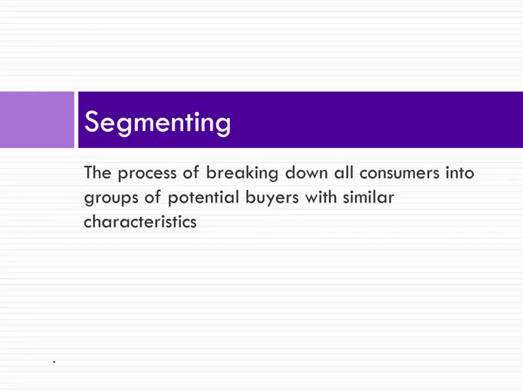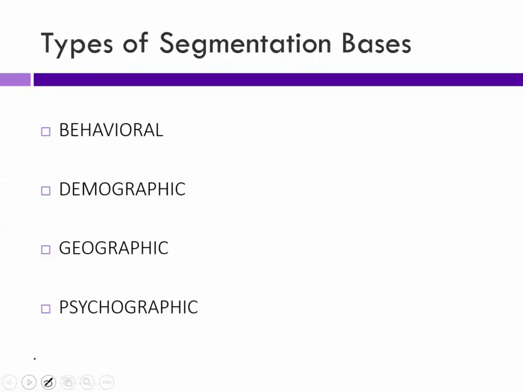So let's talk about segmenting first. And again, this is just the process of breaking down all the groups into smaller groups that have similar characteristics. There's four main ways to segment the market. There's actually a whole lot of ways, but we'll focus on these. Behavioral could be the benefits that they seek from the product or how they use the product. We'll go into each of these in a little bit more detail.